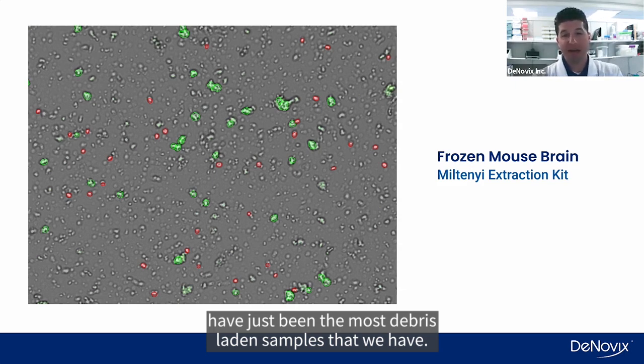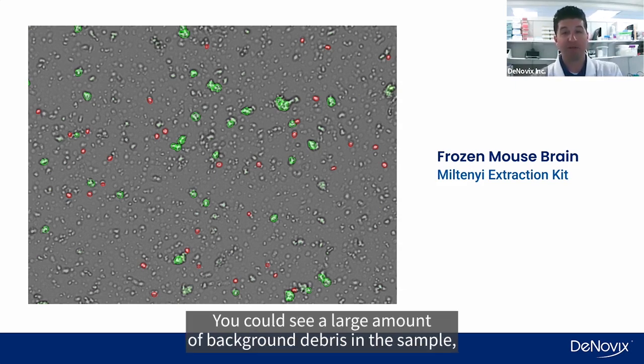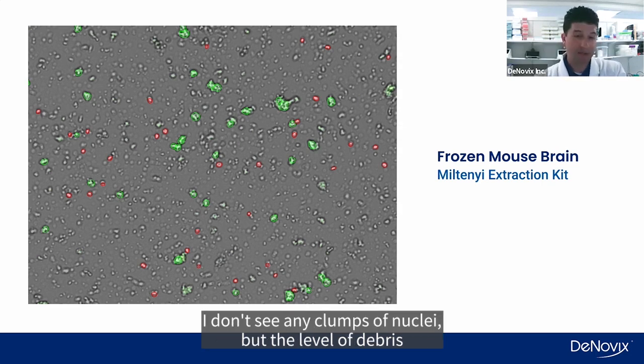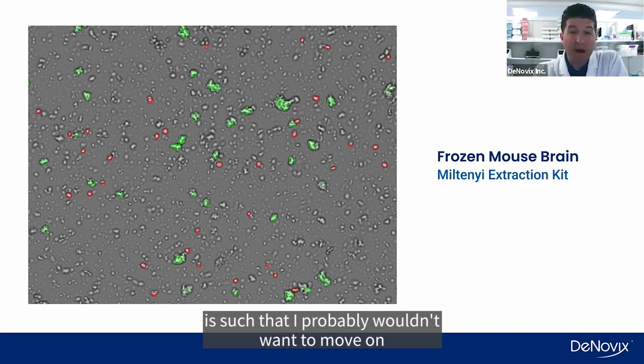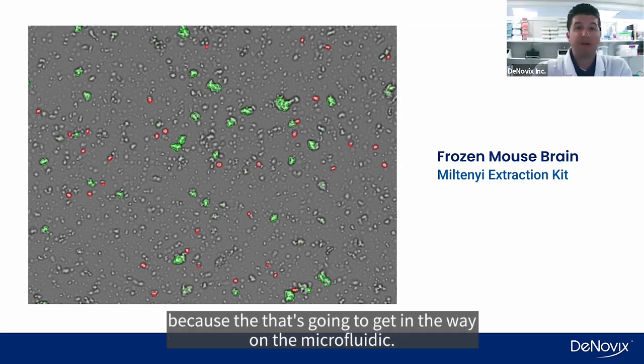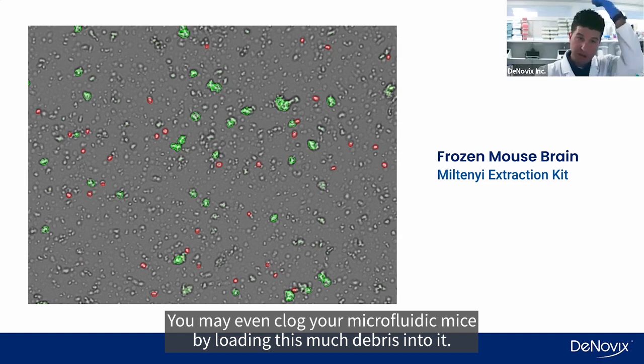And finally, we'll show a frozen mouse brain sample, which brain samples in general have just been the most debris-laden samples that we have. You can see a large amount of background debris in the sample. And you do see a good number of isolated individual nuclei. I don't see any clumps of nuclei, but the level of debris is such that I probably wouldn't want to move on with my library prep until I've done further purification, because that's going to get in the way on the microfluidic. You may even clog your microfluidic by loading this much debris into it.